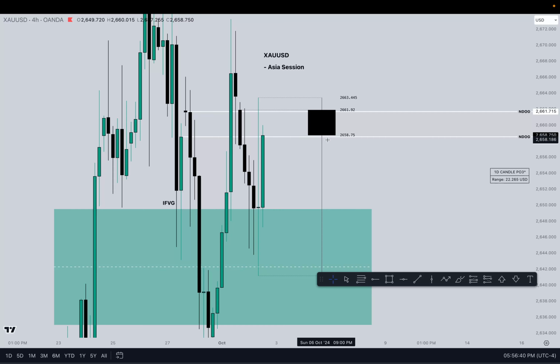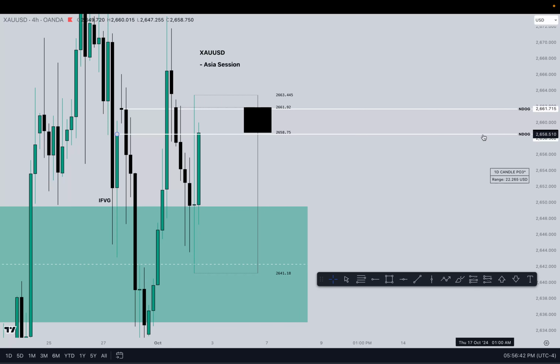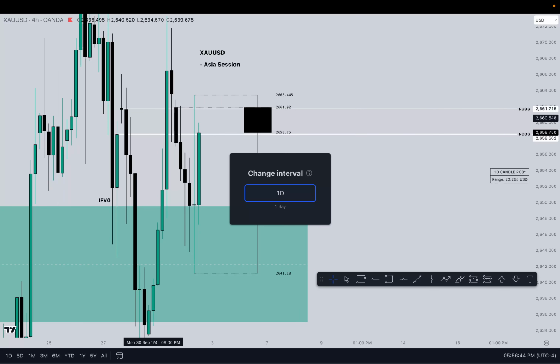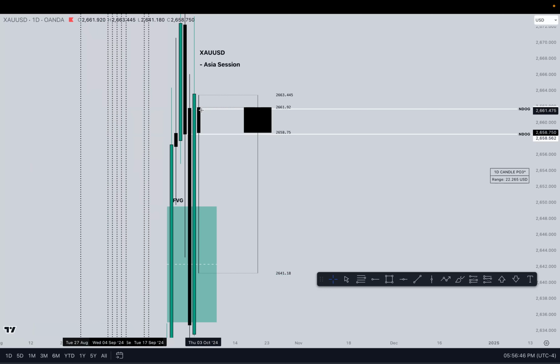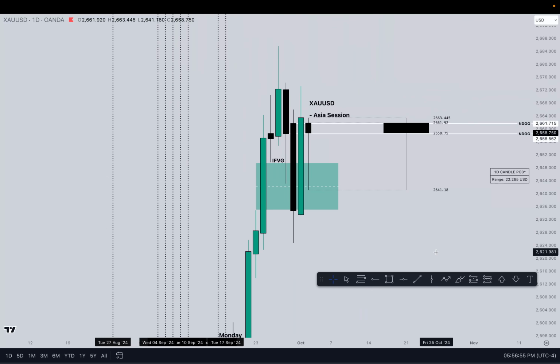It pushed up and closed right here inside of the new day opening gap, and that new day opening gap is also a daily confluence. That's not directly correlated with this model. That's just the confluence that was respected today, in addition to this IFG right here.